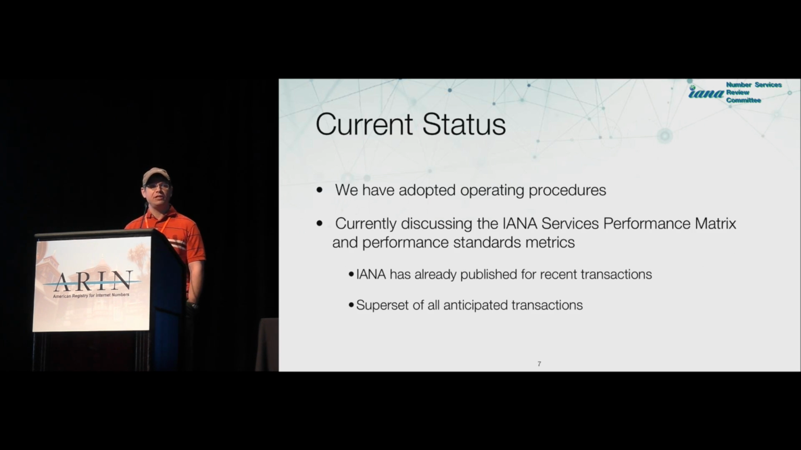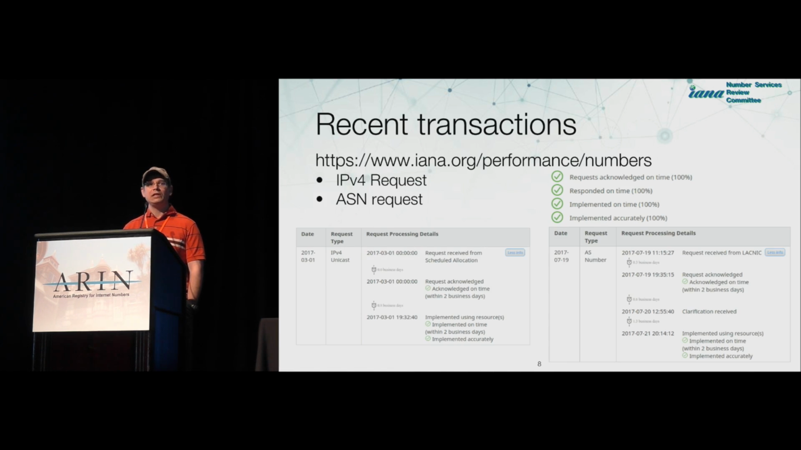Current status: we have adopted operating procedures. We're currently looking at the IANA Services Performance Matrix and its performance standards of metrics. And IANA has made an agreement with the RIRs and has actually started publishing these on their website. You can see in the last 6 months what the performance of IANA is. There have been 2 transactions, one for an IPv4 request and one for an ASN request. We've got 4 green check marks there: that it was delivered, that it was acknowledged on time, that it was responded to on time, and that it was delivered on time and accurately. Yay, we're doing a great job.